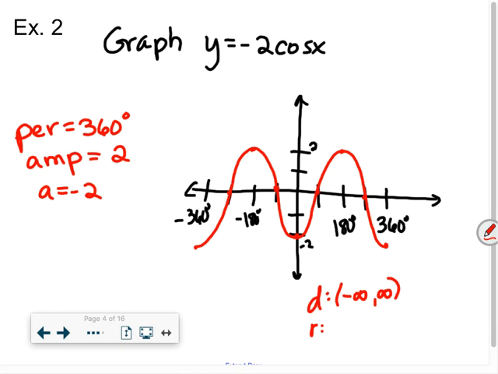Kat, you want to try the range on this one? Good. Negative 2 to 2. The range are the y values. We are sketching just 2 period lengths. 1 period to the left, 1 period to the right. A period is a cycle. Like how long does it take before it's going to repeat?